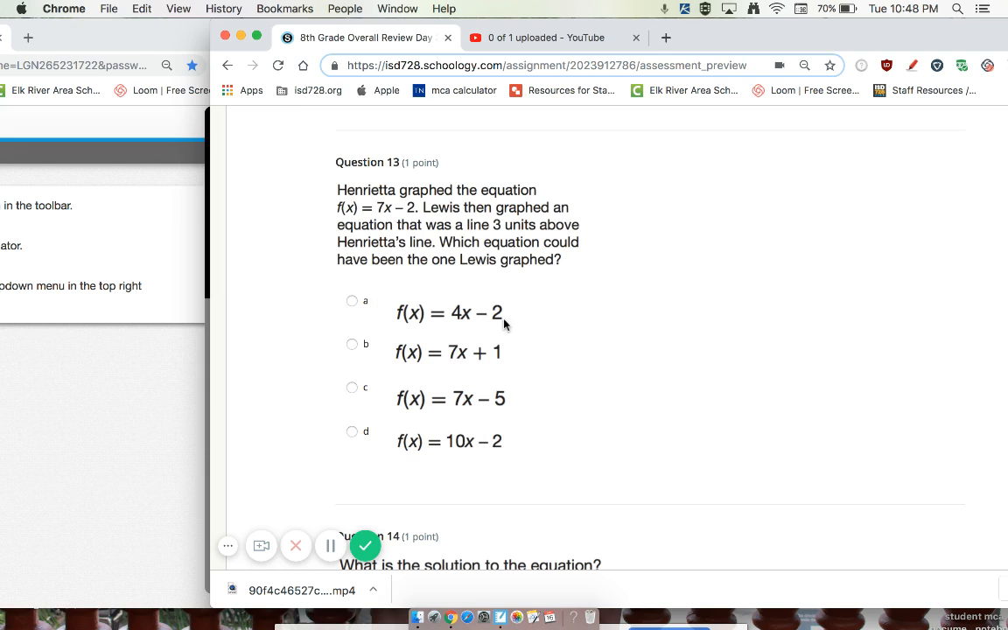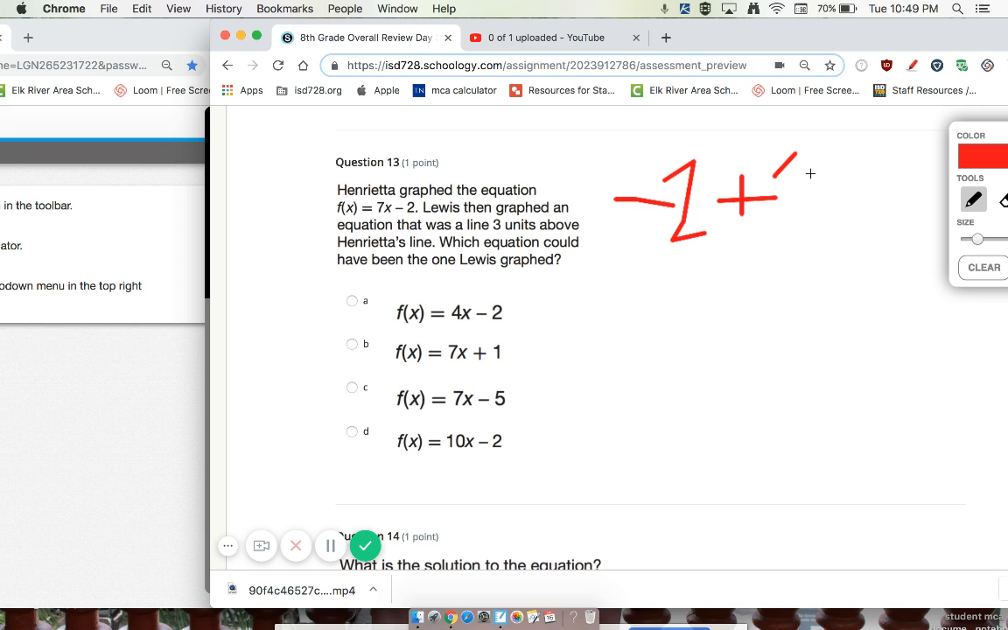But here's what I know. I know that my y-intercept is at -2. So if he's 3 units above it, his y-intercept should be 3 bigger. So if I went -2 plus 3, his y-intercept should be 1. And I'm going to look at all of these lines. This is a y-intercept of -2, a y-intercept of 1, -5, and another -2.